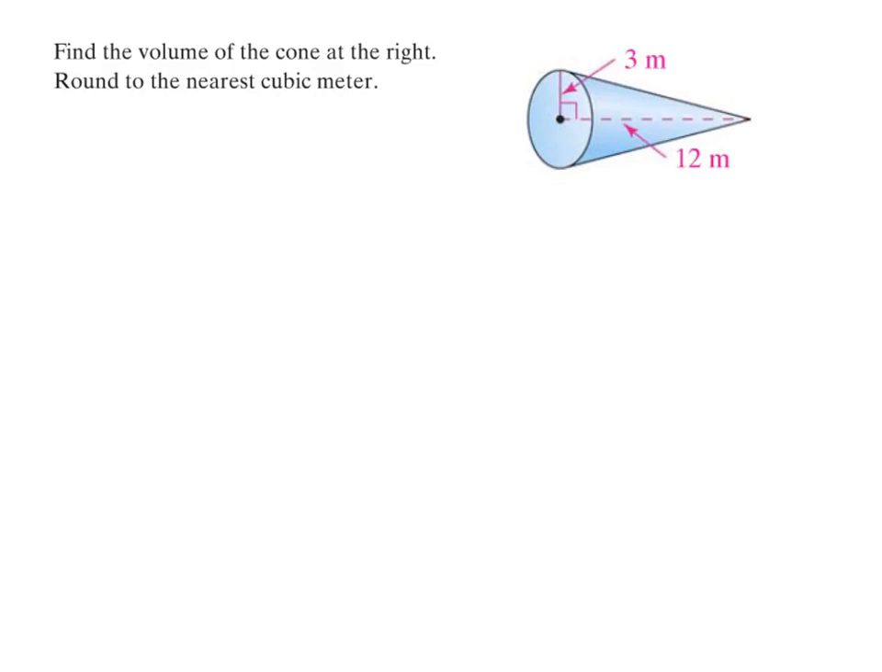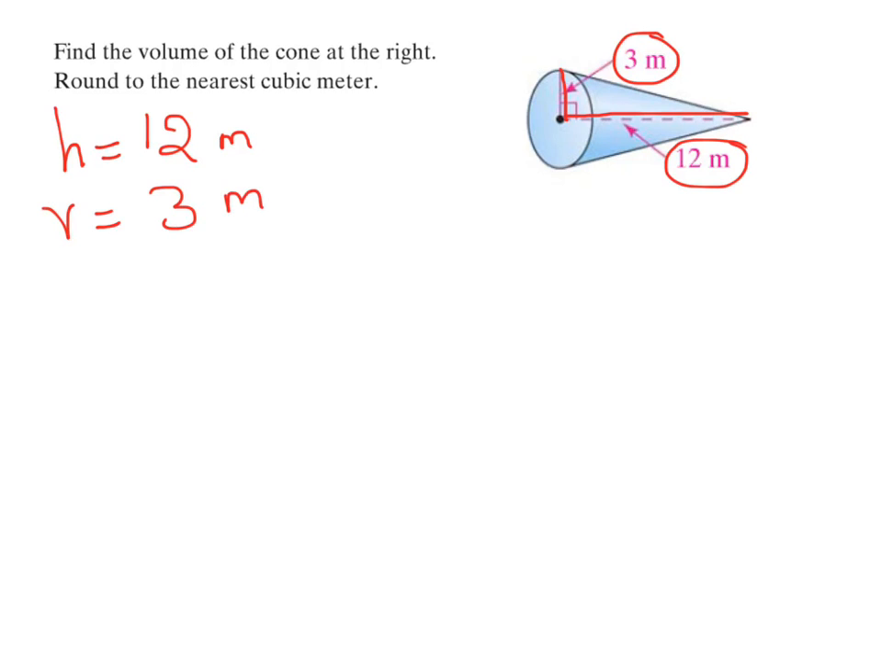Find the volume of a cone at the right, round to the nearest cubic meter. So what is the height of the cone? 12 meters. And what is the radius of the cone? 3 meters. The height of the cone is 12 meters, and the radius of the cone is 3 meters.